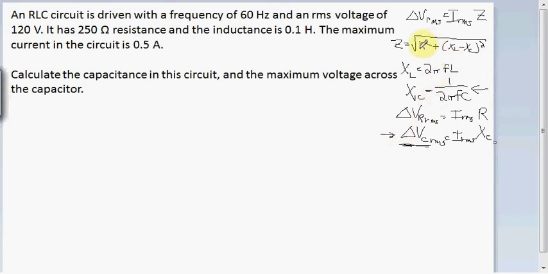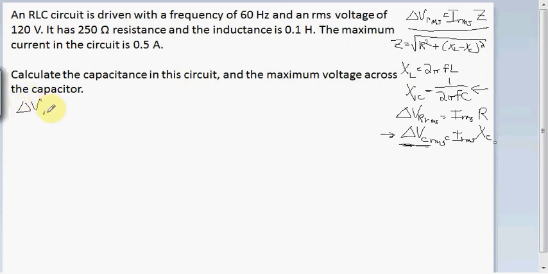The other one is the impedance formula, which has the capacitive reactance in it, and the impedance we can actually figure out from here, because we've got the RMS voltage, and we can get the RMS current, so we can get the impedance. So that's how we're going to work through and get the capacitive reactance, and then the capacitance. Let's start with that.